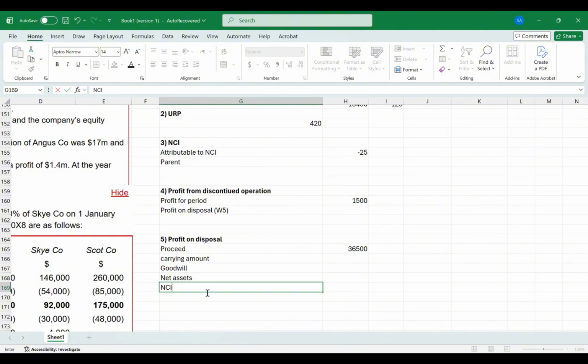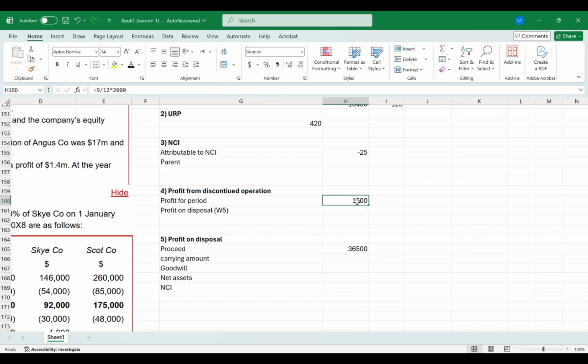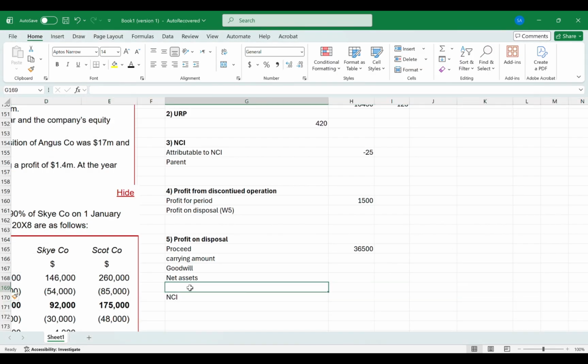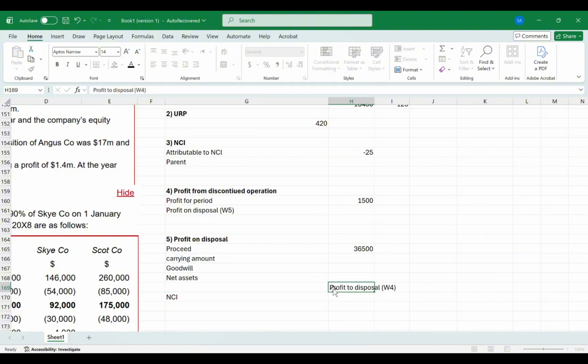But there is one more thing that you have to include in your net asset. That is the profit to disposal. That means the profit for the period. This 1,500, you will be adding it with your net asset in your statement of financial position. That's why you are getting it inside the carrying amount. Remember, with the proceed, you take the closing carrying amount. So in that net asset, you will be having the profit to disposal also. So profit as per working number 4, it is 1500.